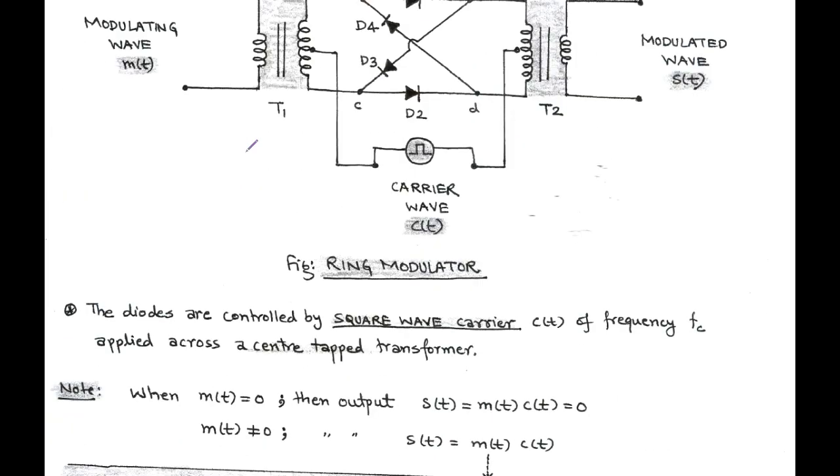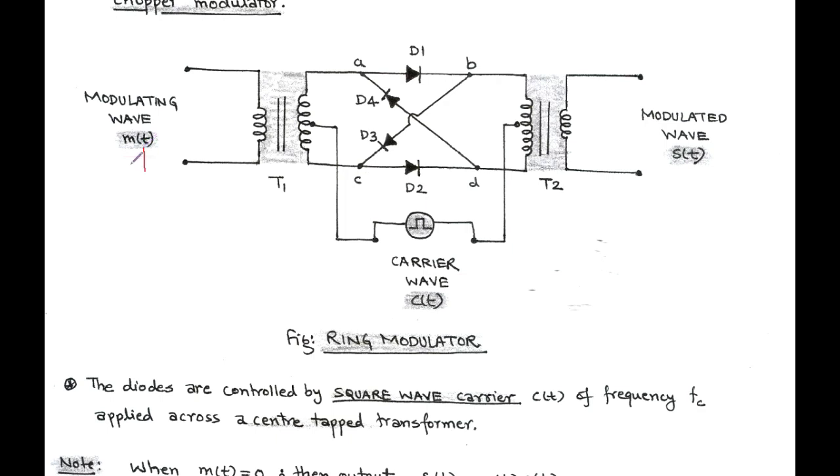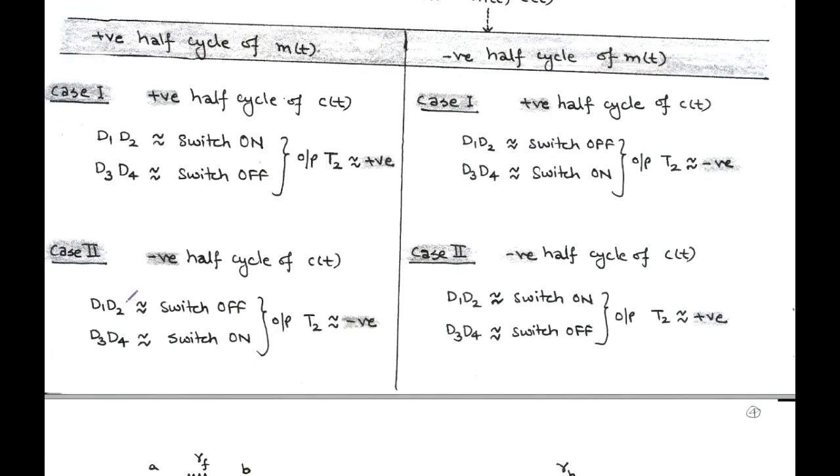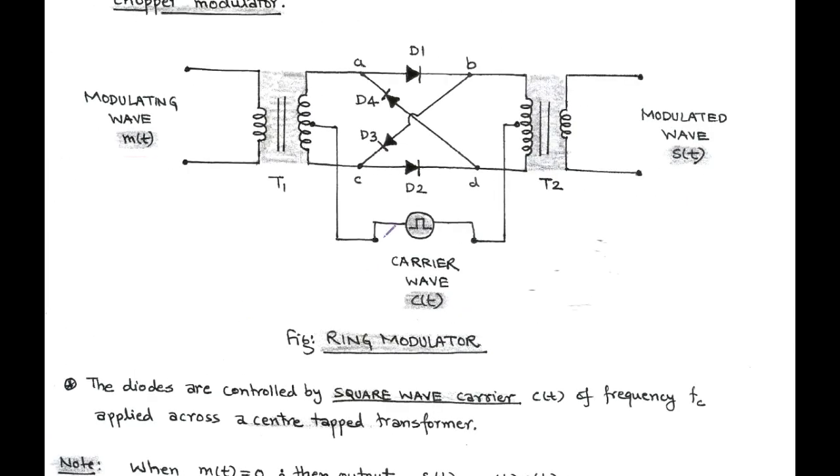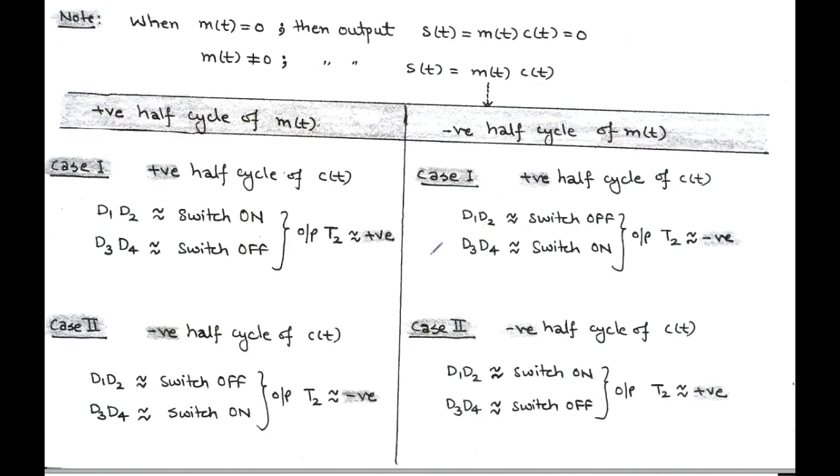Here the input, that is the message signal, is positive and the carrier is also positive, so diodes D1 and D2 are in forward bias or switched on, whereas diodes D3 and D4 are switched off or reverse biased, and correspondingly we get a positive output at transformer T2. In the second case, when the message is positive, we apply a negative half cycle of the carrier. In this case, D3 and D4 are forward biased or switched on, whereas D1 and D2 are reverse biased or switched off. In this case, we get a negative output at transformer T2.